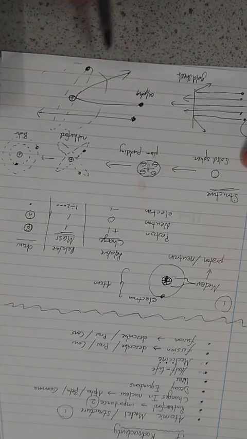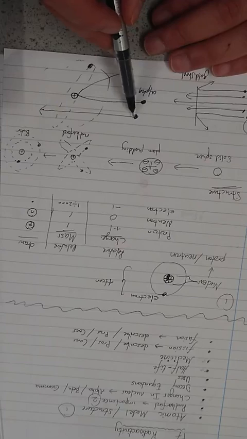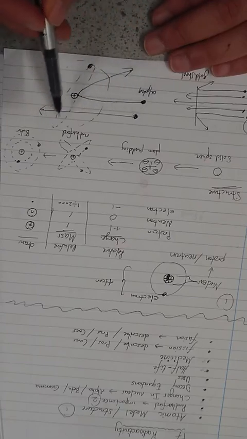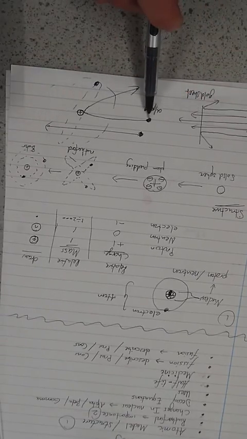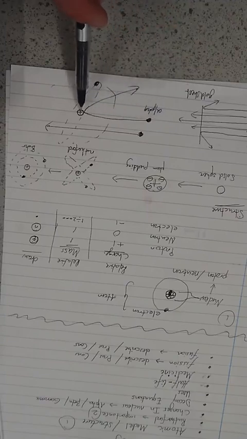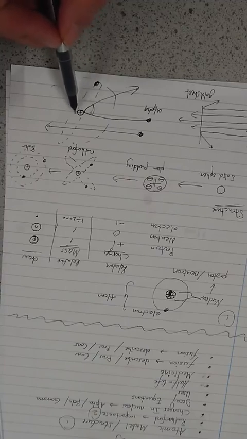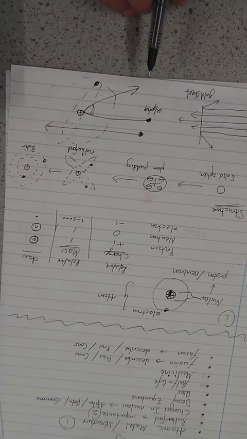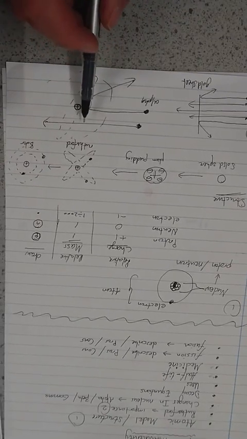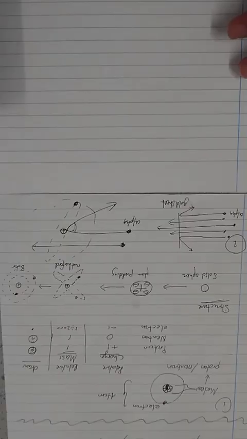So what he did is he tried to redraw the model. He said that for the particles to go through it, it means that there must be some empty space, so it can just pass through. And for the particles to bounce back at large angles, then there must be something there, and that is a nucleus. So what I'm going to do now is write down these 3 points for you to remember.